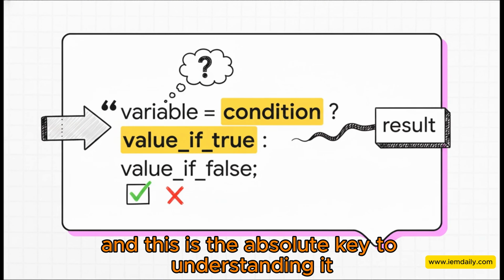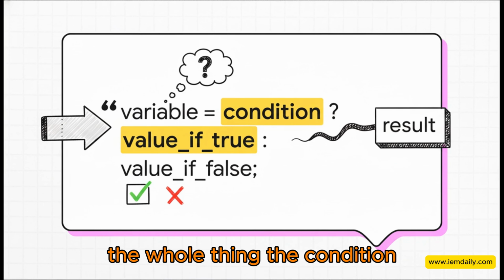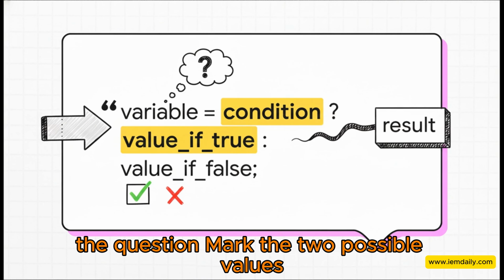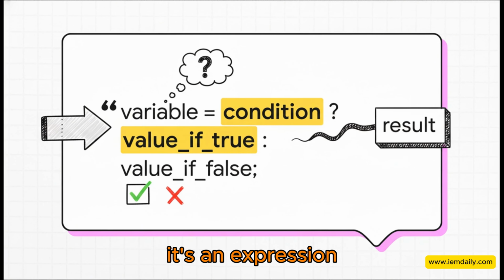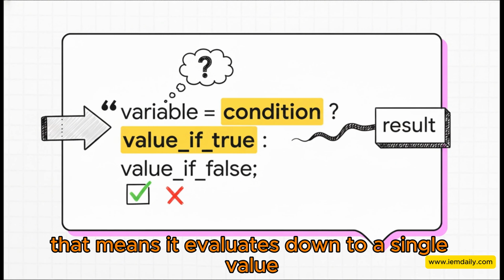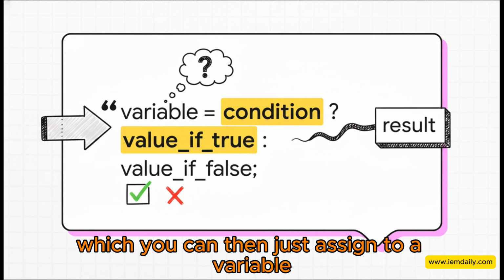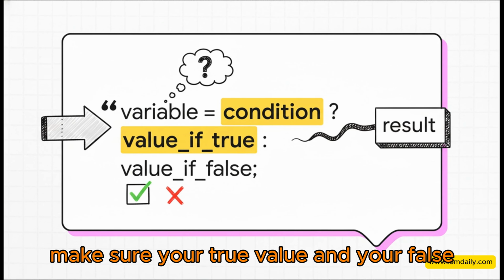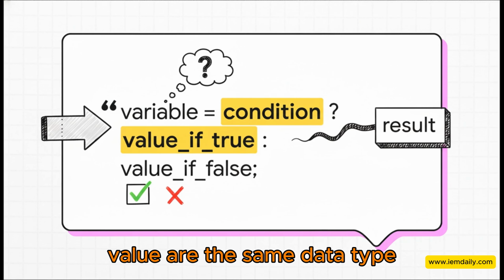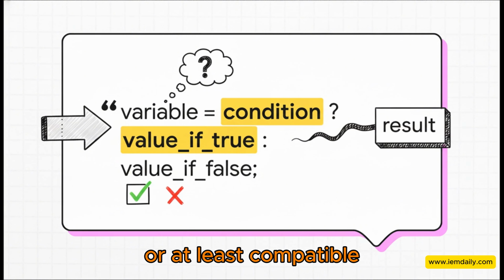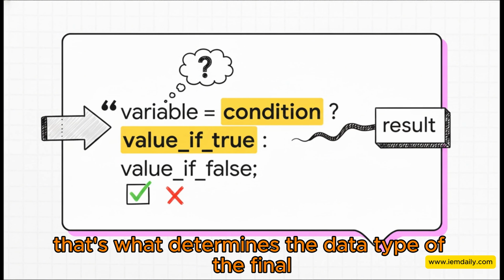And this is the absolute key to understanding it. The whole thing, the condition, the question mark, the 2 possible values, it's an expression. That means it evaluates down to a single value, which you can then just assign to a variable. And a little pro tip, make sure your true value and your false value are the same data type, or at least compatible. That's what determines the data type of the final result.